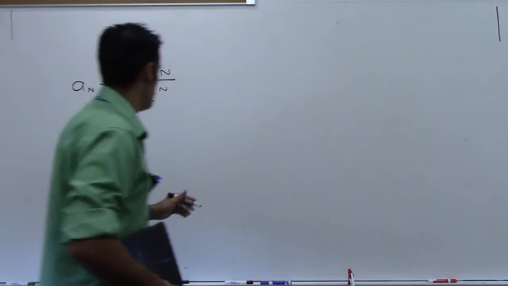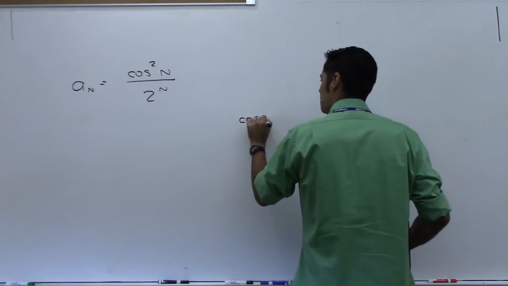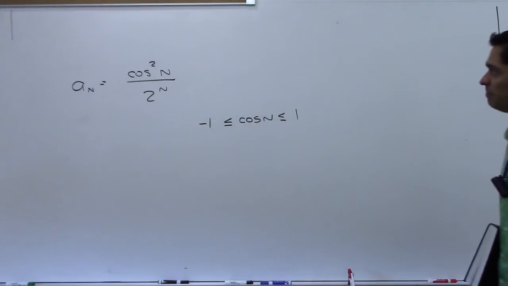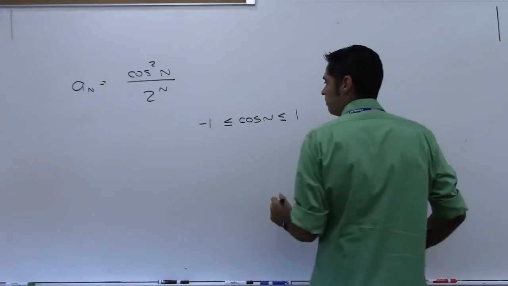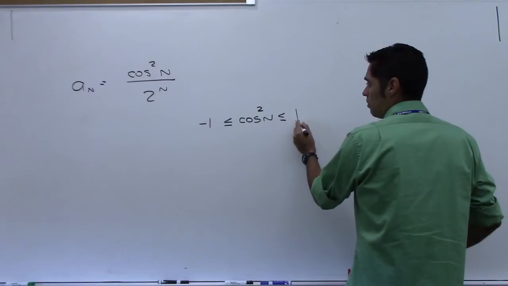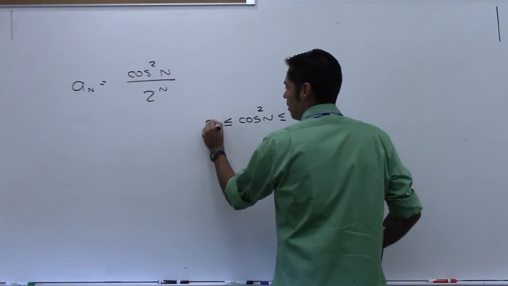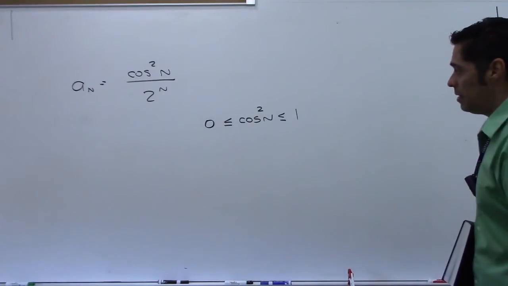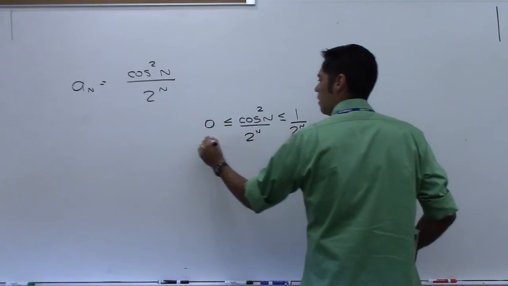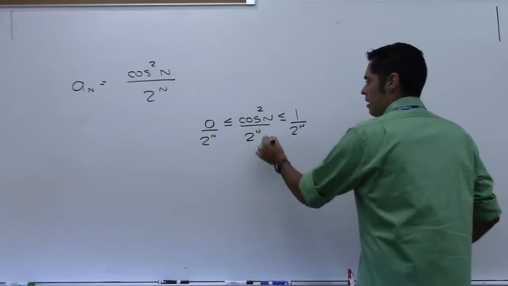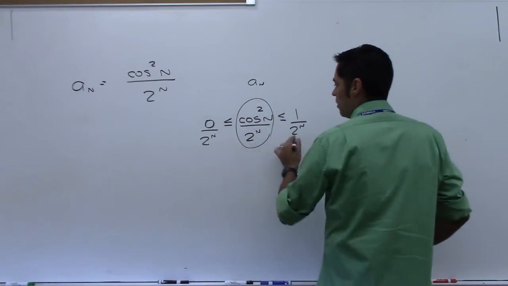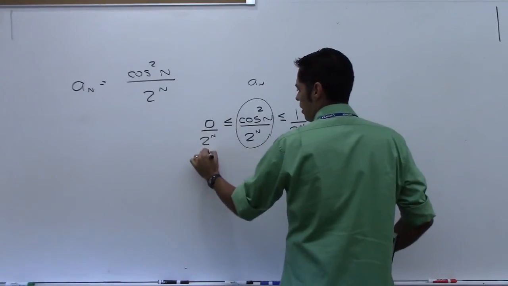So what I'm going to use here is the squeeze theorem. I'm going to first place cosine n between -1 and 1 because I know it's definitely between -1 and 1. And then when I square it, this has to be less than or equal to 1, but this now has to be greater than or equal to 0 because anytime you square something, it can't be negative. And then I'm going to divide everything by 2 to the n. And therefore, I've got the sequence I'm interested in, a sub n, in the middle, and I've squeezed it between two things. Now, this is just always 0.